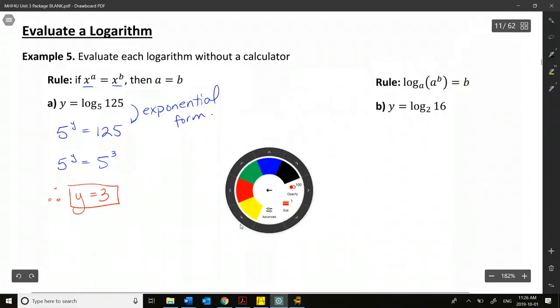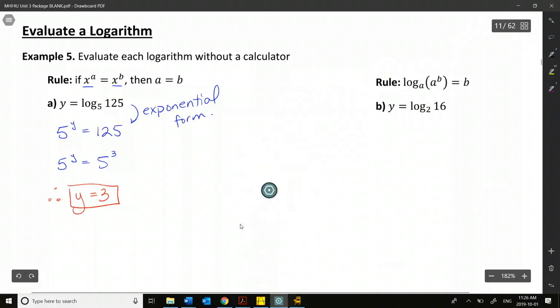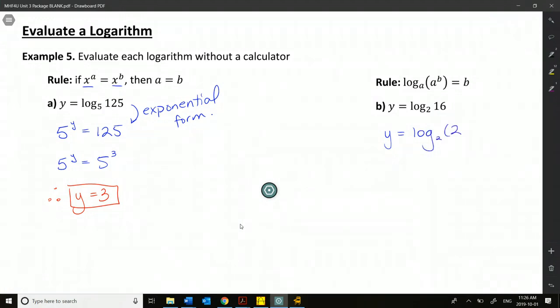Okay, another way that you can show your work to calculate logarithms without a calculator would be to express this value that's inside the logarithm as a base of 2, or as whatever the base is of your logarithm. So in this case, does anyone know how I can express 2 to equal 16? So 2 raised to what exponent equals 16?